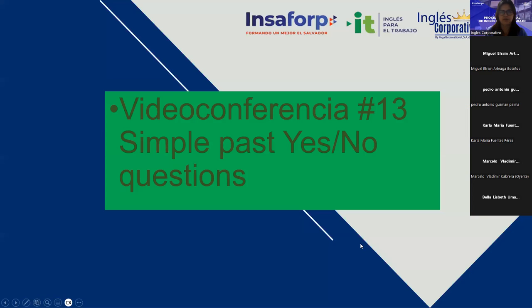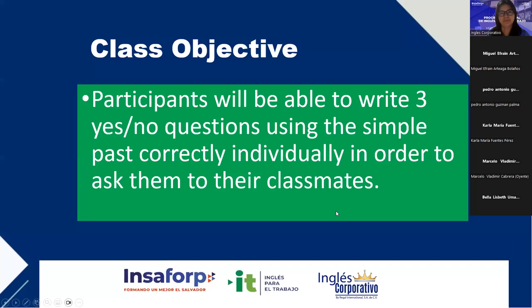Okay, so this is our lesson number 13, and we're talking about simple past yes/no questions, right? And the objective: participants will be able to write 3 yes/no questions using the simple past correctly, individually, in order to ask them to your classmates. So you're going to write questions and then you're going to ask the questions to your partners.